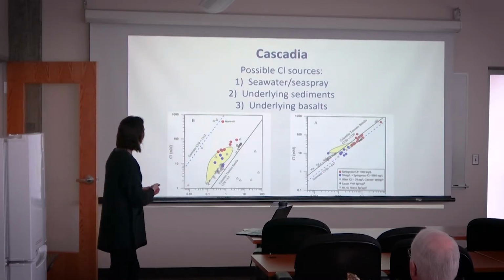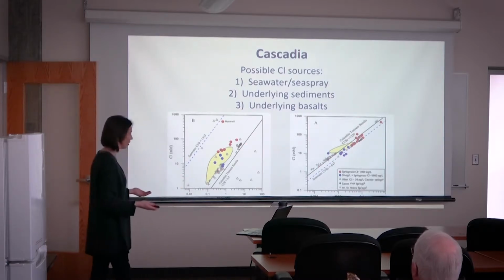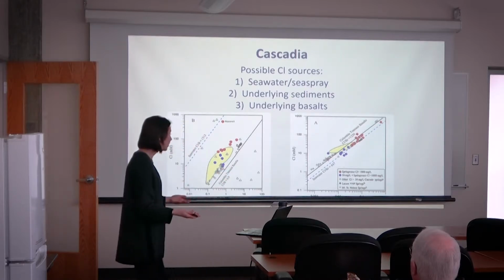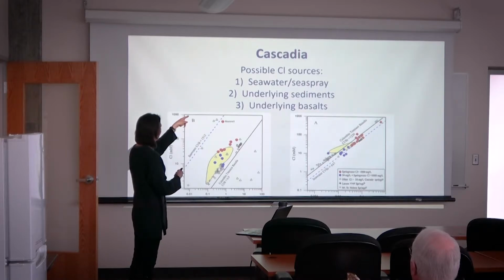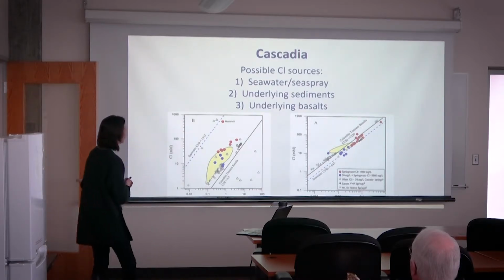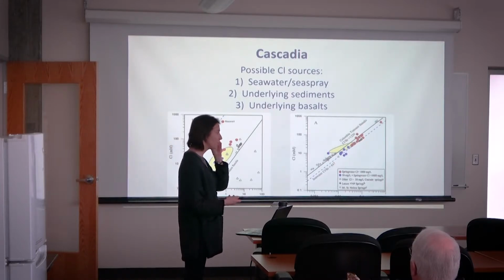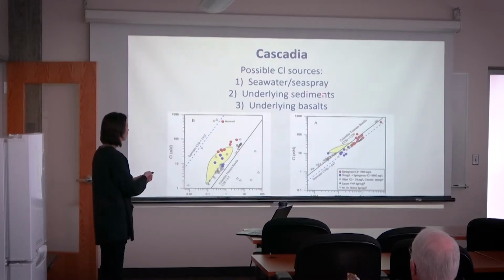One of the things that you can see is that most of the springs fall off the seawater line with the exception of Boswell. And so we've ruled out seawater and sea spray as the source of a lot of the chlorine. Also, most of the values are more positive than 0 per mil, so that also rules out seawater. We looked at underlying sediments. Marine sediments are isotopically negative. We get all positive values. So we don't think a lot of it is coming from the sediments.